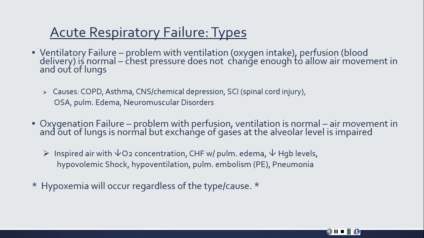Okay, the oxygenation failure is going to be a problem with perfusion. Ventilation is normal, but we have a problem with perfusion. So oxygenation failure is a problem with perfusion. We're bringing air in normally, we just can't get it to where? To the tissues. So air movement in and out of the lungs is normal, but exchange of gases at the alveolar level is going to be impaired. This occurs with inspired air with decreased oxygen concentration.